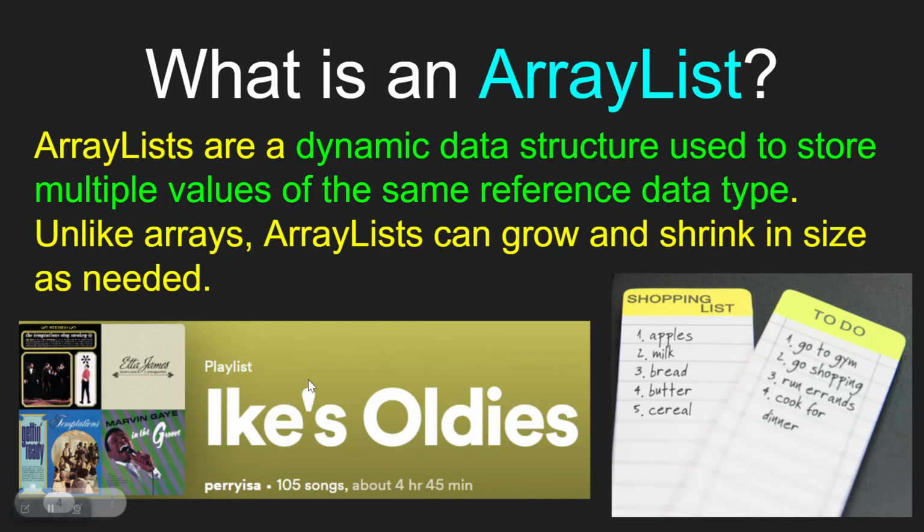So if you wanted to do a Spotify playlist, you can think of an array list very similar to a Spotify playlist. If I want to add songs to my playlist, I can easily do that. If I want to delete songs from my playlist, I can easily do that. So this list can shrink as well as grow as needed. And the same thing would be true if you were making a shopping list or a to-do list. You could put as many items on here as you want to. You're not limited to only 10 or only 5. And so, again, array lists are similar to that.